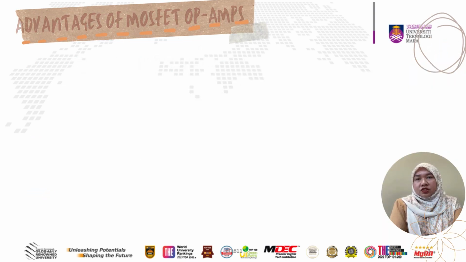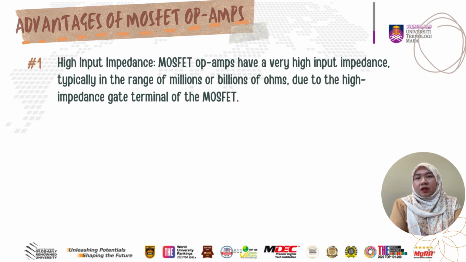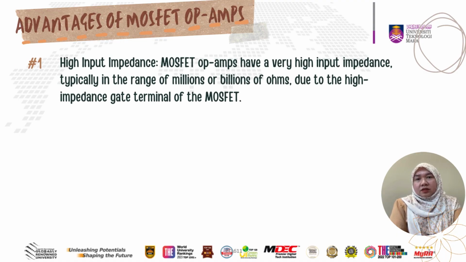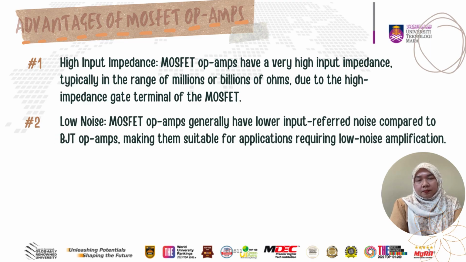There are a few advantages of MOSFET op amps. Here we list four of them. The first one, high input impedance. The MOSFET op amps have a very high input impedance, typically in the range of millions or billions of ohms, due to the high impedance gate terminal of the MOSFET.